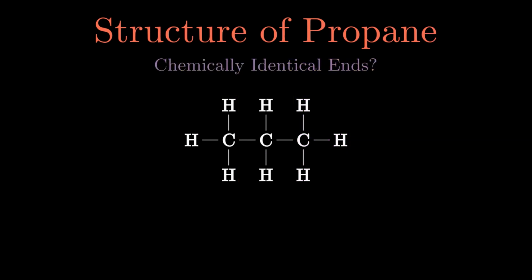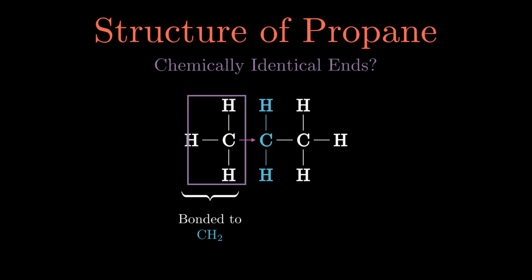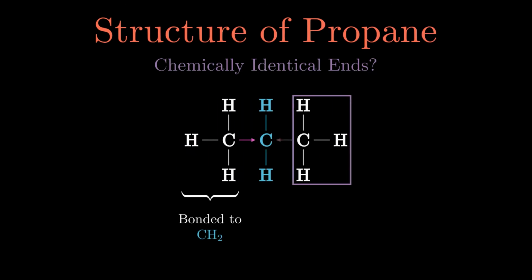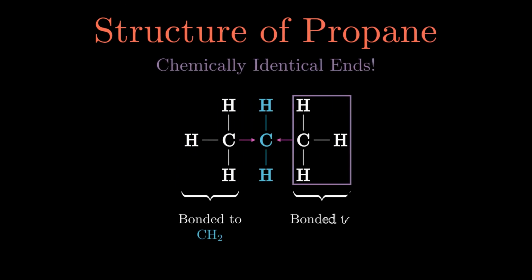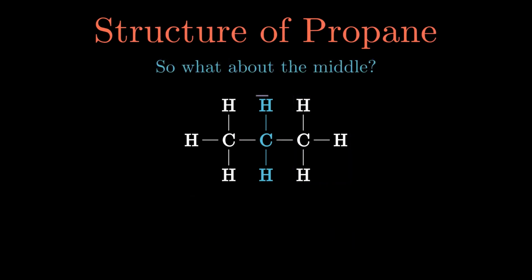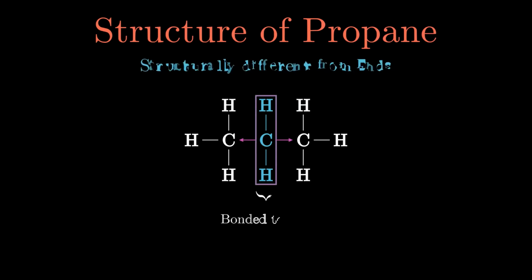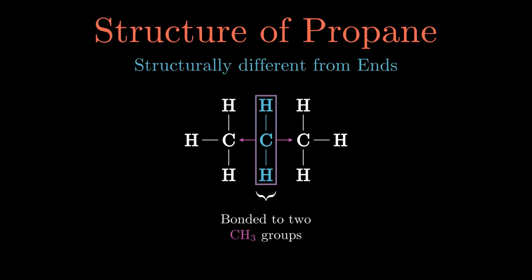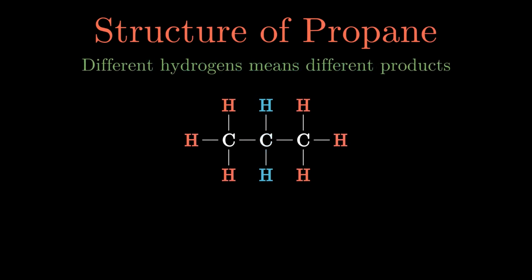While they look identical, that is not enough to make them chemically identical. To check that, we need to see what those sides are bonded to. If they are bonded to the same things, then they are chemically identical. The left side is bonded to the CH2 in the middle, and the right side is bonded to the same CH2, which means both ends are chemically identical. It should come as no surprise that the CH2 in the middle is different, as it is bonded to 2 CH3 groups. This means it is chemically different from the ends too. Since we know that radical substitution results in a halogen replacing a hydrogen, we need to be able to tell these positions apart in order to understand which products form.